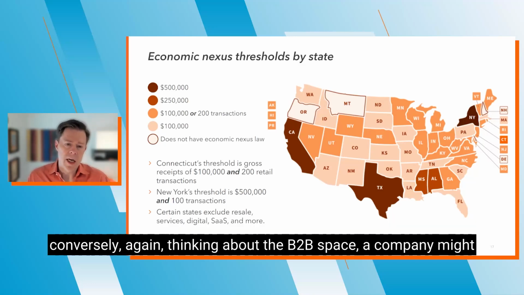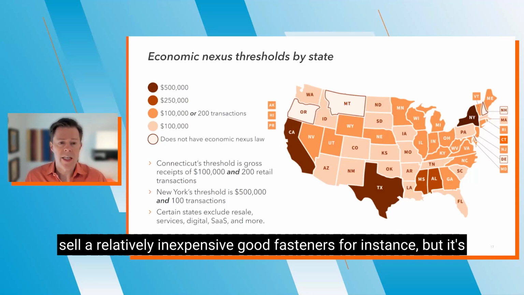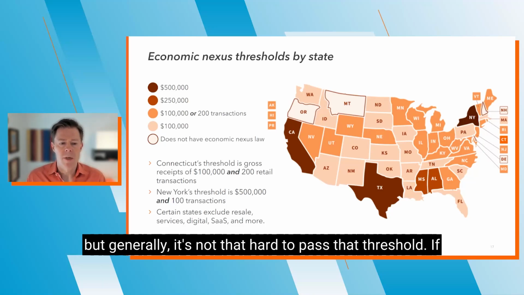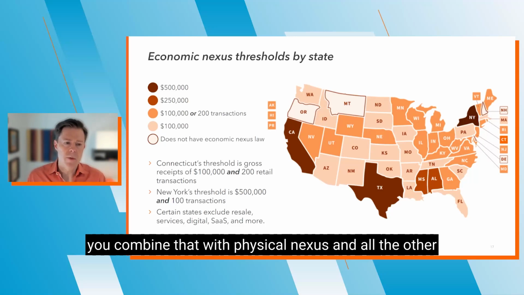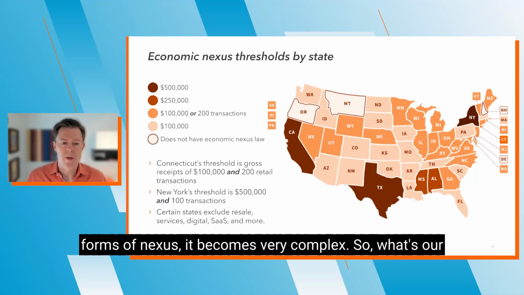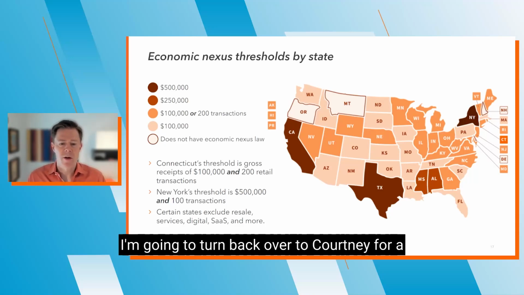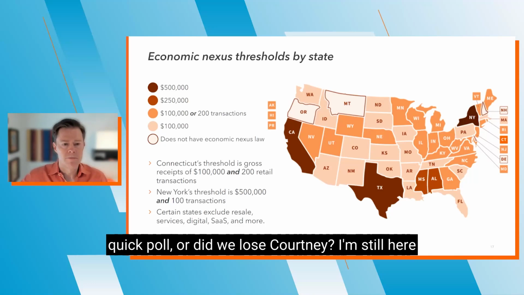Conversely, again thinking about the B2B space, a company might sell a relatively inexpensive good like fasteners, for instance, but it's not very hard to accumulate 200 transactions. So again, it varies, but generally it's not that hard to pass that threshold. And if you combine that with physical nexus and all the other forms of nexus, it becomes very complex. So what's our recommendation? We're going to come to that, but first, I'm going to turn it back over to Courtney for a quick poll.